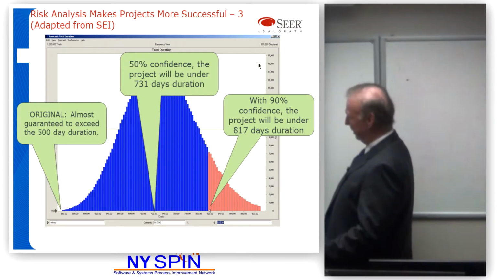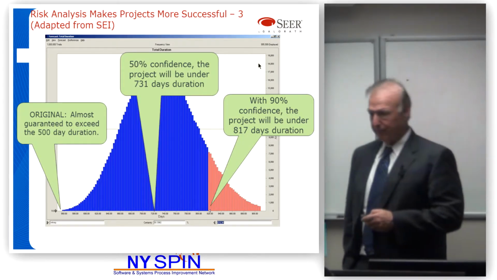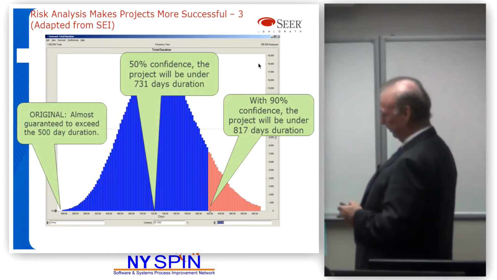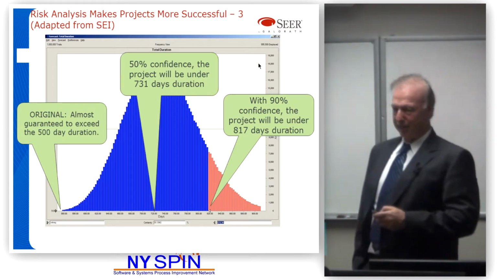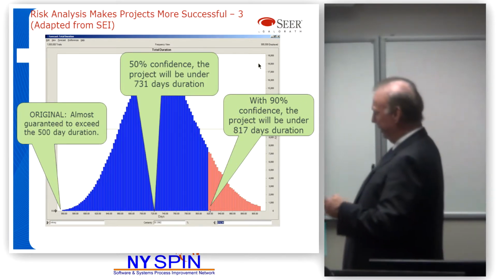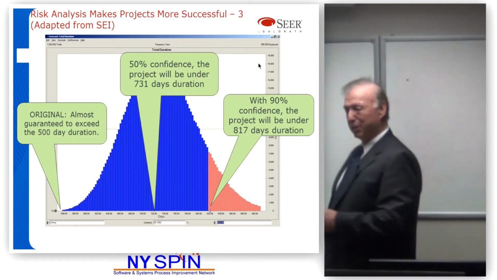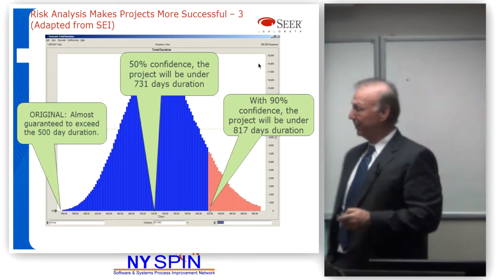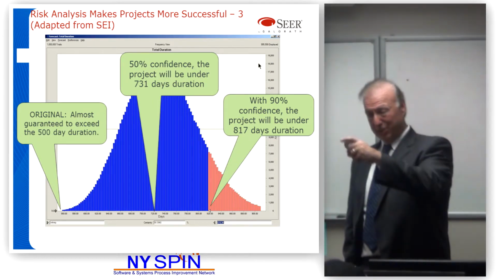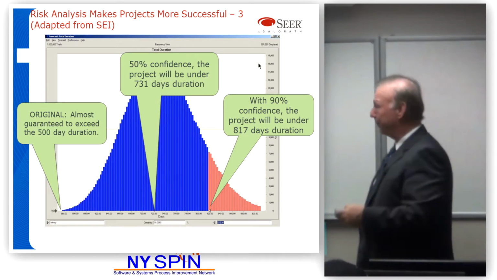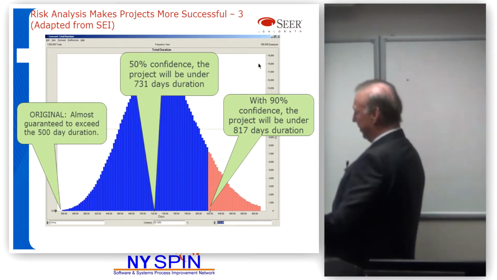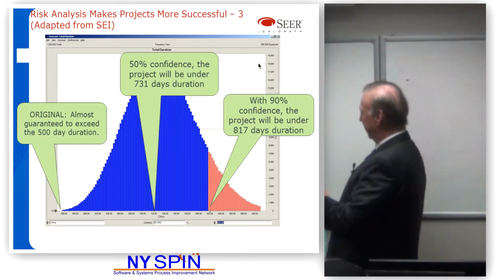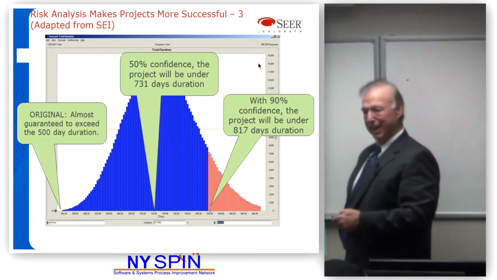We ran risk analysis, and this is a Monte Carlo simulation. You can do these in Excel, or you can buy tools to do it. Original estimate of 500 days, almost guaranteed to fail. There's about a 1% probability this system could be done in the original 500 days. This is dependent on the risk analysis, the uncertainty. Most likely, it's really 731 days instead of 500 days. And there's a 90% chance it won't be more than 817 days.